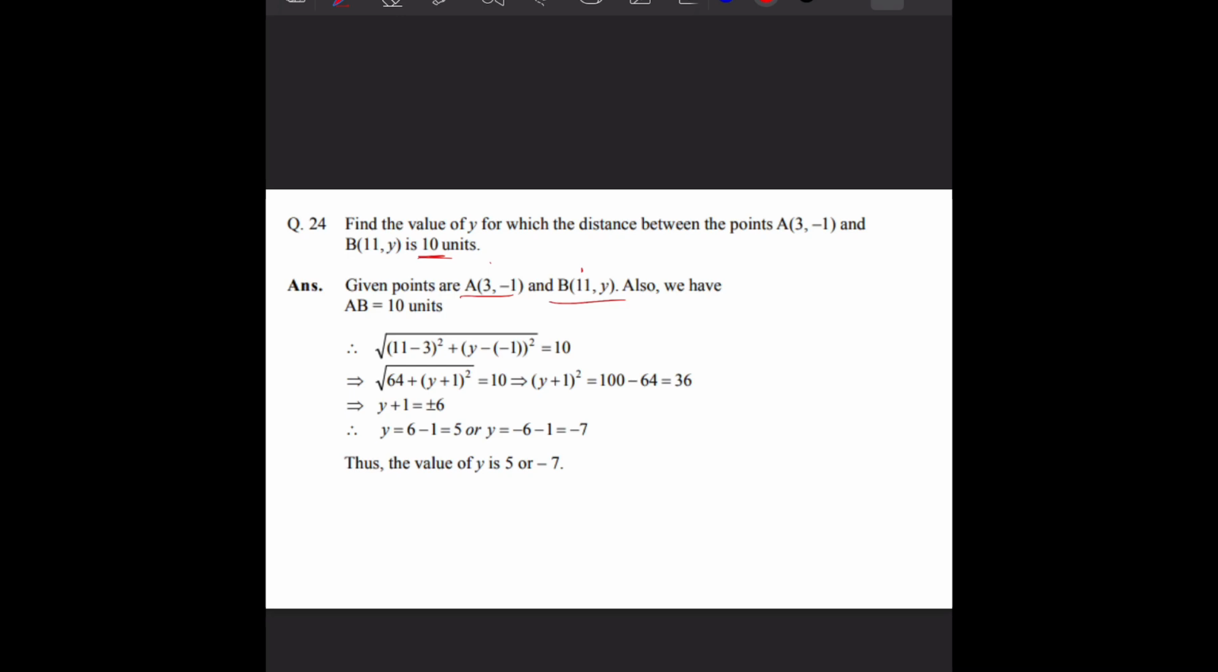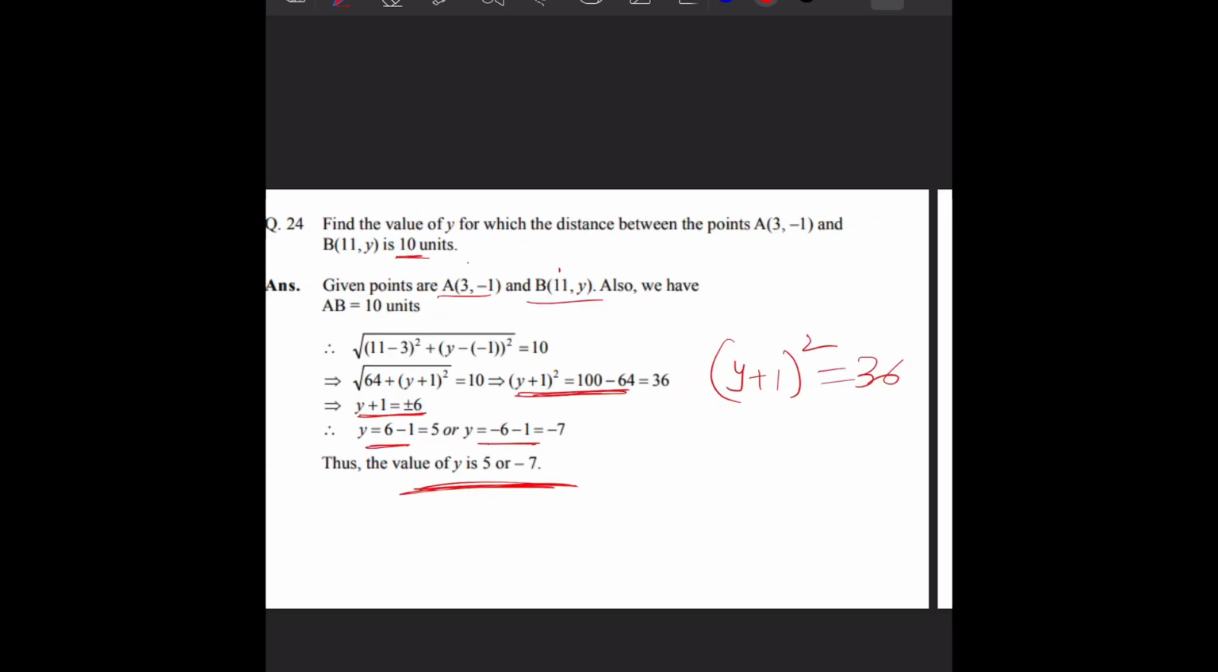So x2 minus x1, that is 11 minus 3 whole square, plus y2 minus y1, y minus of minus 1 whole square, under root, which is equal to 10. 11 minus 3 will be 8. 8 square is 64. Y minus of minus 1 is y plus 1. Y plus 1 whole square. Taking square on both sides, y plus 1 whole square equals 100 minus 64, that is 36. Taking square root on both sides, you will get y plus 1 is equal to plus minus 6. You need to take 6 as firstly positive then negative. So y equals 5, y equals minus 7.